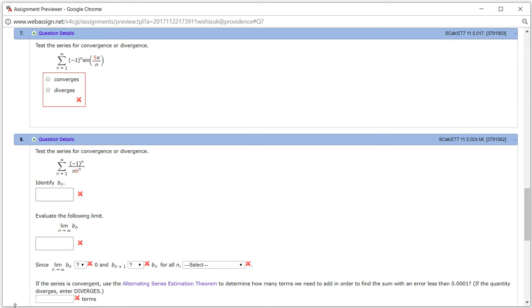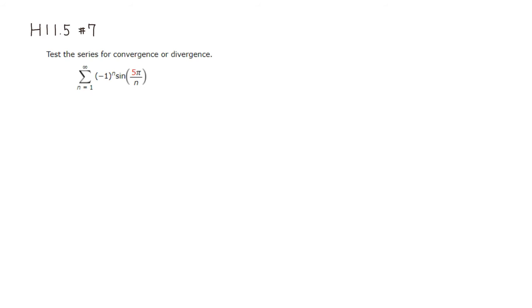Alright, let's look at the homework 11.5, problem number 7. Let's test the convergence of this alternating series. Let's identify Bn first. Looks like sine of 5 pi over n is going to be our Bn.